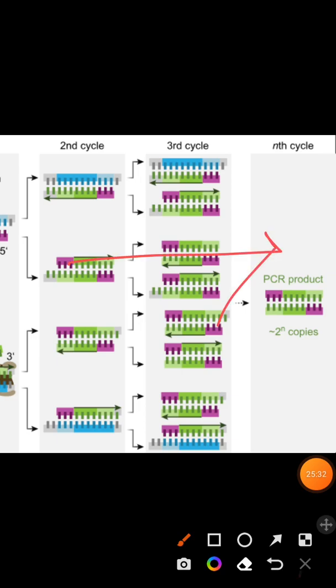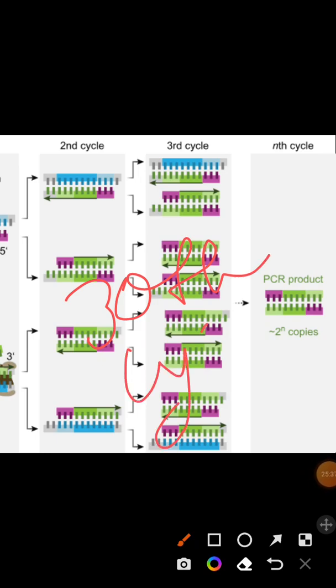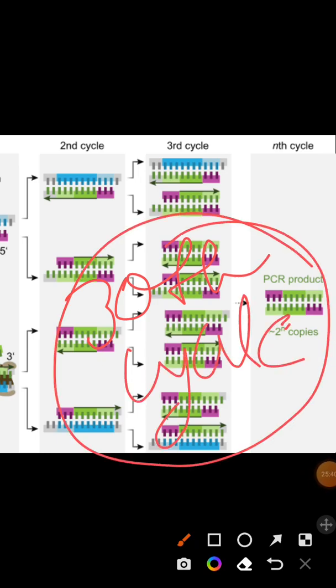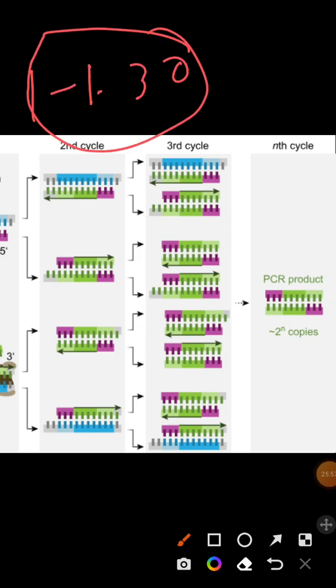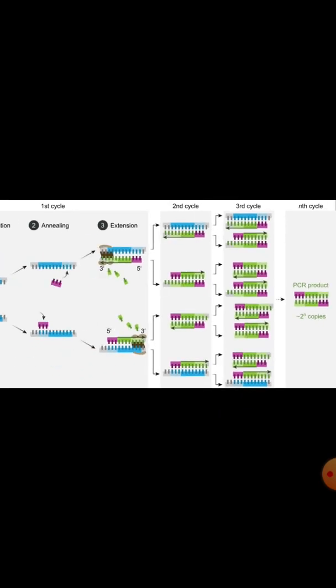Usually we run the PCR up to the 30th cycle, and after the end of the 30th cycle we will have billions of amplified DNA molecules. Okay, and how much time does it take to complete the 30th cycle of the PCR? You will be surprised after knowing. Just 1 to 1.5 hours. Okay, that is how fast the PCR technique is. So that is all about the PCR technique.